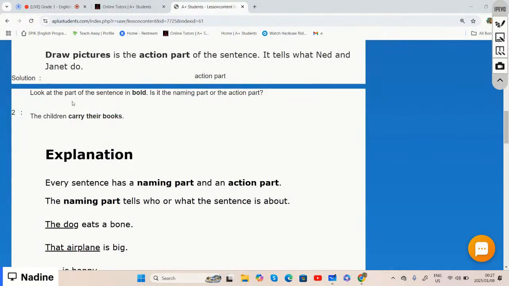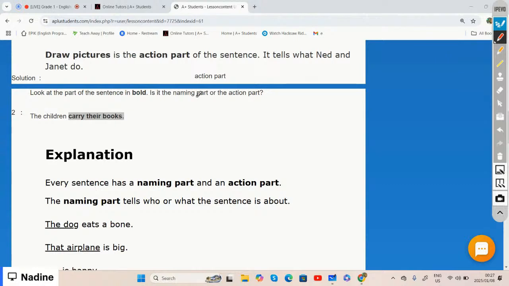It says, look at the part of the sentence in bold. We need to say, are the words in bold a naming part or an action part? It says, the children carry their books. So carry their books is in bold. Is that a naming part or an action part within that sentence?